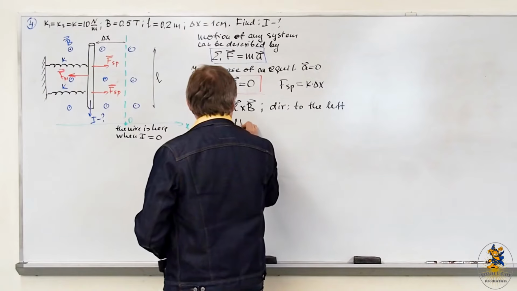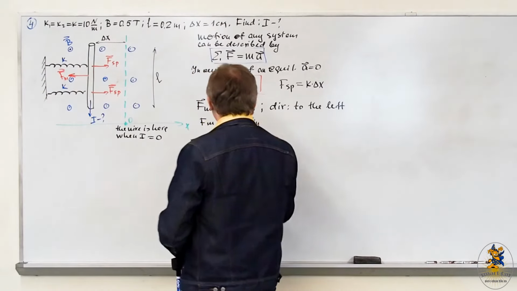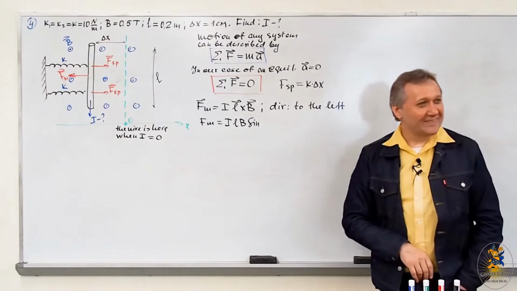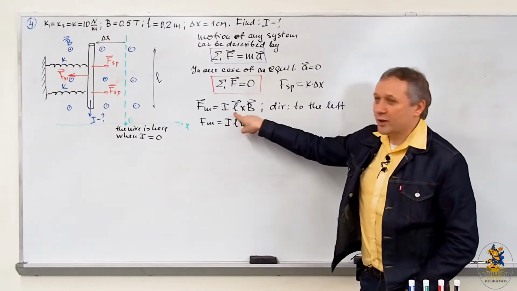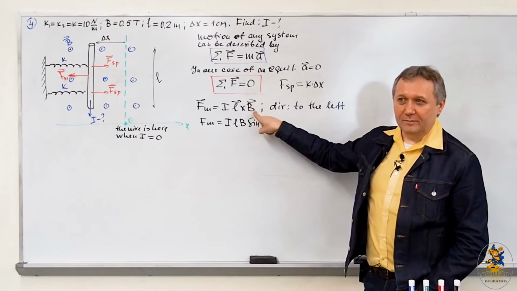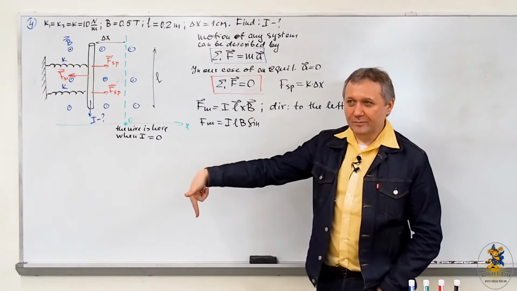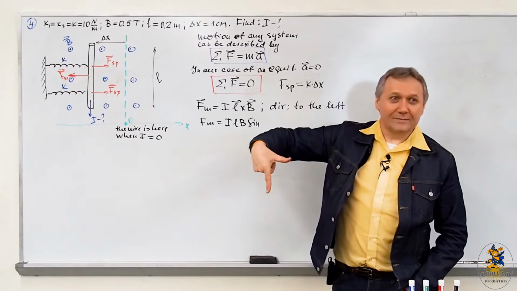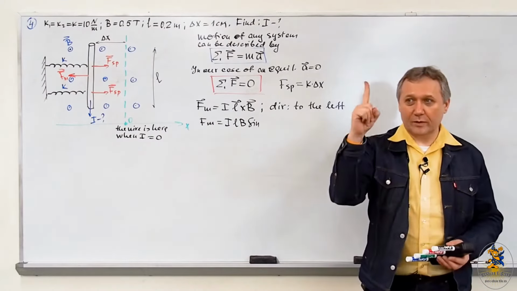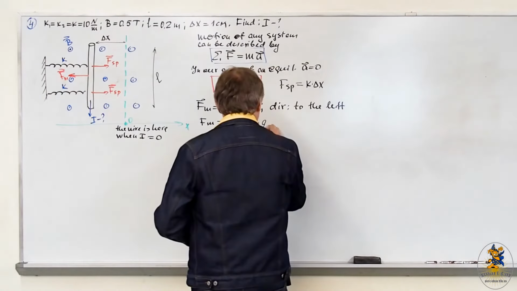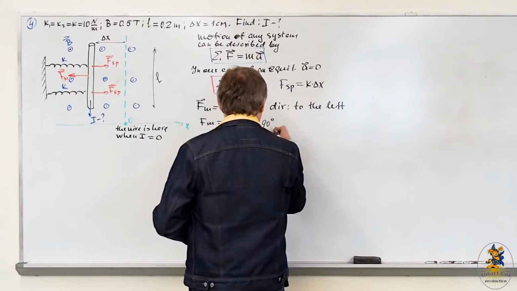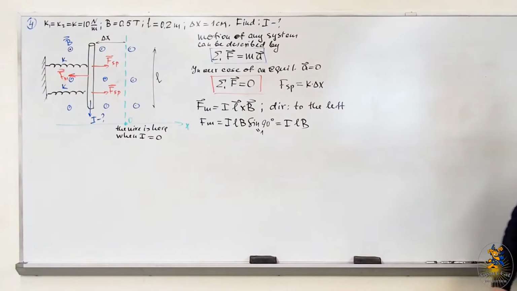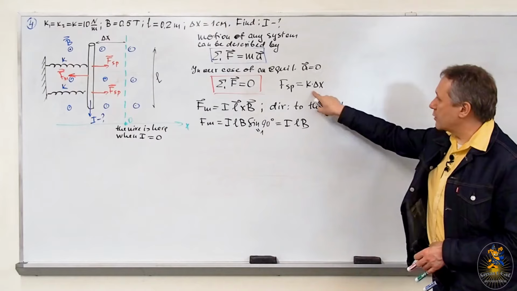I, L, B, and sine. Sine of which angle? Sine of the angle between L and B. Direction of L, down, B, out. The angle? 90 degrees. Sine of 90 degrees is 1. So it will be just absolute value, ILB. Okay, so we have absolute value of the magnetic force, ILB.